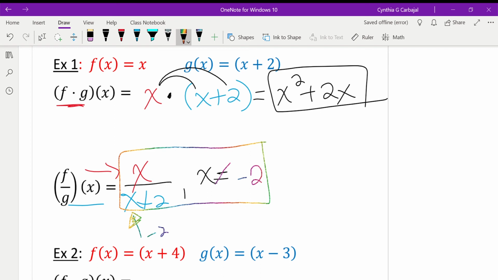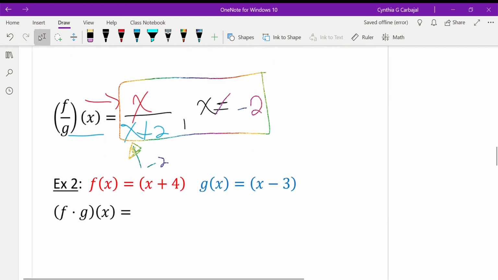X divided by x plus 2, comma, x cannot equal negative 2. Questions? Alright, let's keep going.